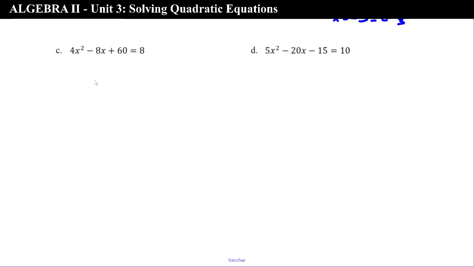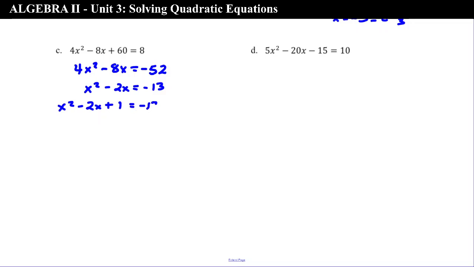So for C, we are going to go ahead and get that 60 over to the other side. So you got 4x squared minus 8x equals, when you subtract 60 from 8, you get negative 52. Now we're going to divide everything by 4. So that gives us x squared minus 2x equals negative 13. We'll complete the square on the left-hand side. So 2 divided by 2 is 1. 1 squared is 1. So we're going to add 1 to each side.